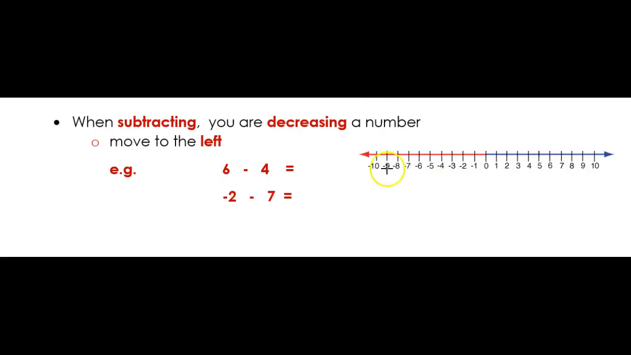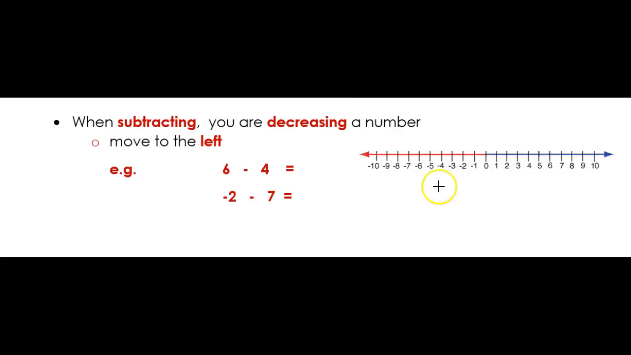So for example, this 6 tells me that's where I'm starting. So I'm going to go over here at the 6. And then I'm going to go down by 4. So -4 means I'm taking 4 away. So I'm going to make the number smaller by 4. 3, 4. And that, of course, gives me 2, which should be no big surprise.